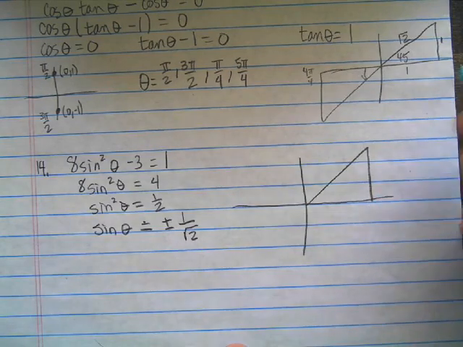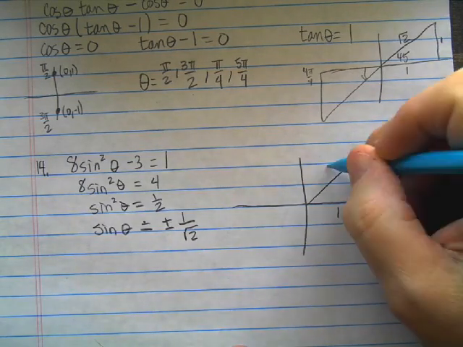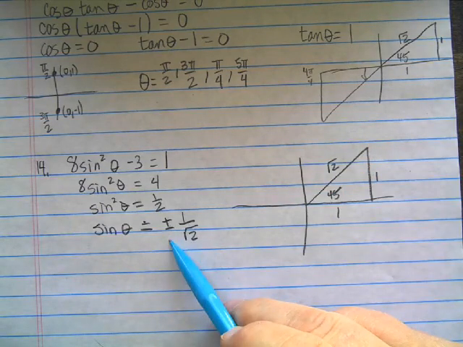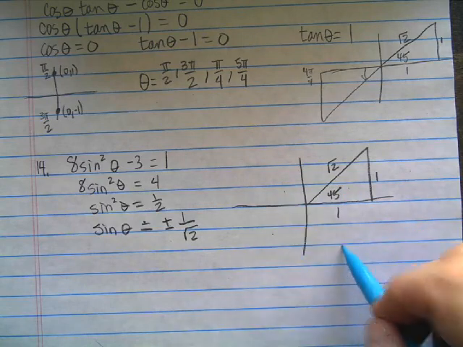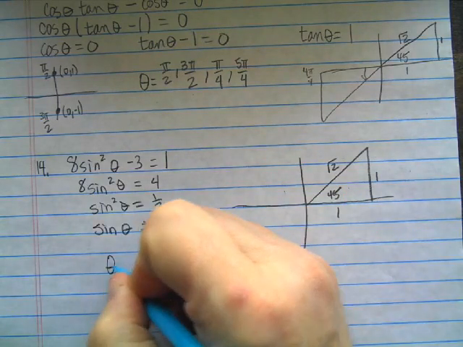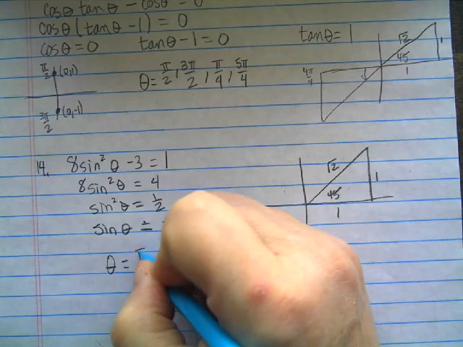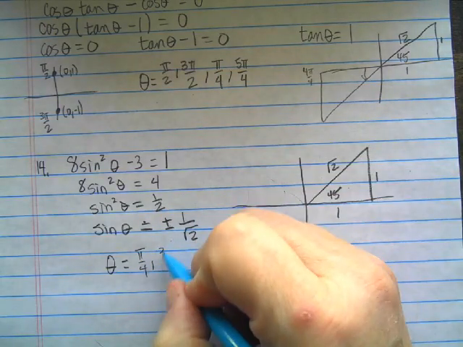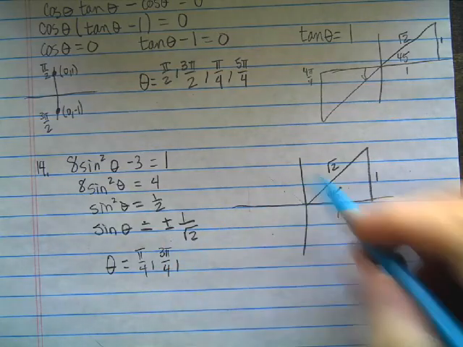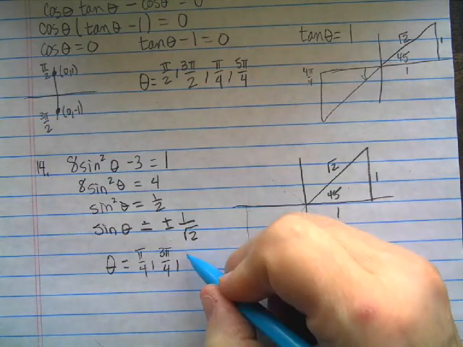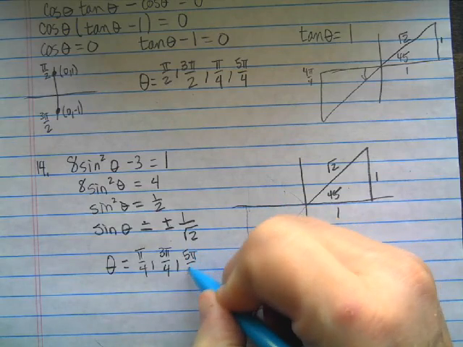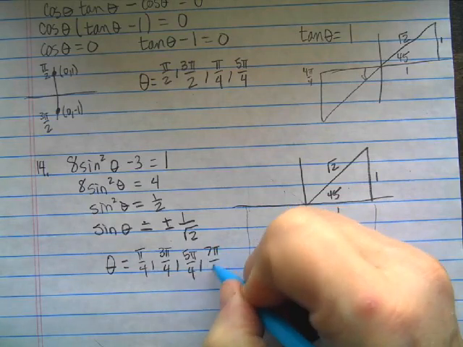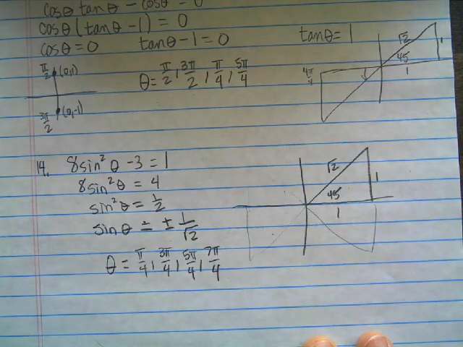Love those 45s. 1, 1, square root 2, and then because it's plus or minus, it's in all 4 quadrants. So theta is pi over 4. In the second quadrant, 3 pi over 4. In the third quadrant, 5 pi over 4. And in the fourth quadrant, 7 pi over 4. And that is it.